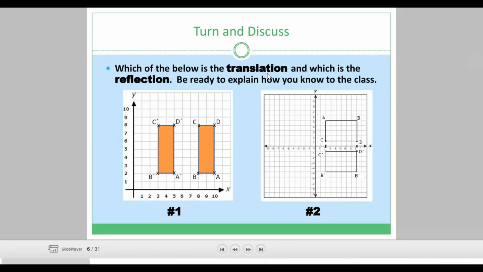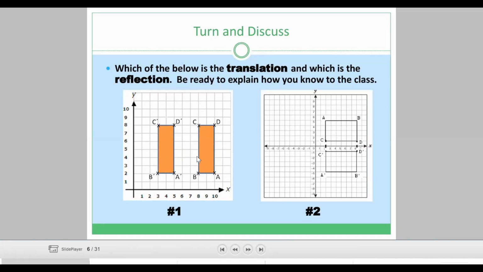Okay, why is number 1? They both look the same. They both look like they are being reflected, in my opinion. But you are correct, they are not both being reflected. Number 1 is a translation. It is a slide. The only thing is that it only slid to the left.